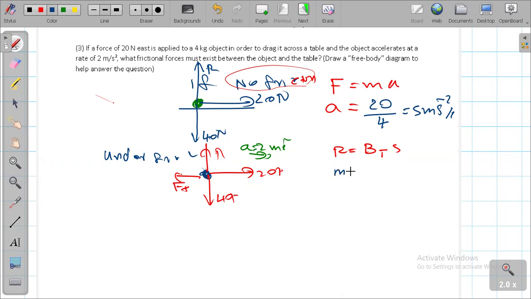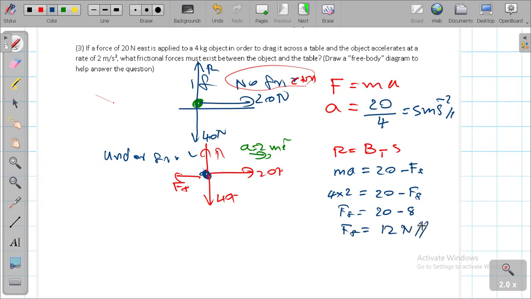So ma is equal to 20 minus frictional force. I know the acceleration. 4 times 2 is equal to 20 minus FF. So FF comes to 20 minus 8. Frictional force is just 12 Newton.